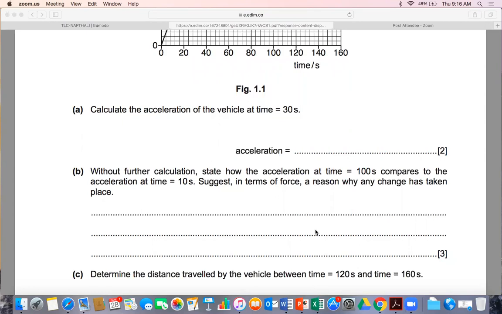Now when acceleration is less, then there's more friction, there's more external forces. Is the resultant force big or small? Small. So you want to say that the resultant force is less.